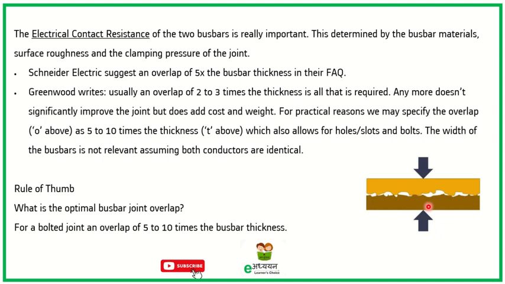Also, going above 3 times is not going to improve much, but since we are making holes, 5 times is good enough. So as a thumb rule, for optimum busbar joint overlap in a bolted joint, an overlap of 5 to 10 times the busbar thickness is good enough.